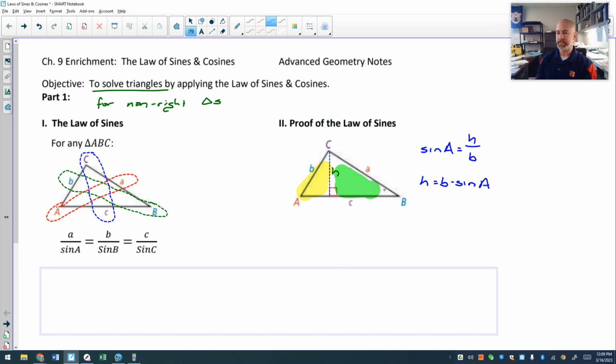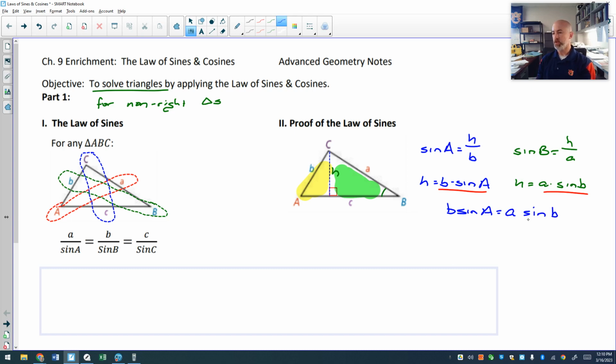I could say that the sine of angle B would be the opposite h over the hypotenuse, which is a, and I can multiply by a to find out that h is equal to a times the sine of B. Well, if h is equal to b sine A and h is equal to a sine B, then those two things must be equal to each other. So I can now say that b sine A would equal a times the sine of B.